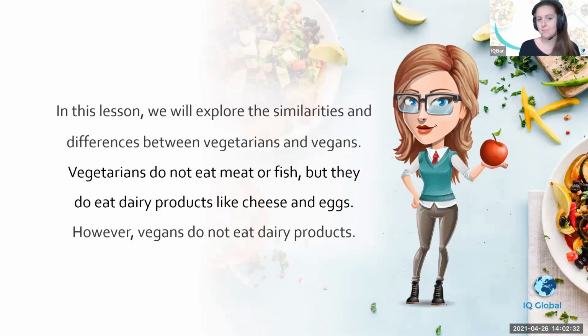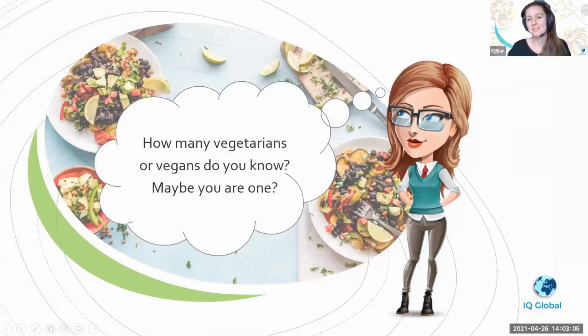So vegetarians do not eat meat or fish, but they do eat dairy products like cheese and eggs. However, vegans do not eat dairy products. So vegetarians do not eat meat or fish, but they do eat dairy products: cheese, milk, eggs, yogurt. However, vegans do not. They do not eat any dairy products. Okay. So how many vegetarians or vegans do you know? Maybe you are one. Let us know in the chat box.